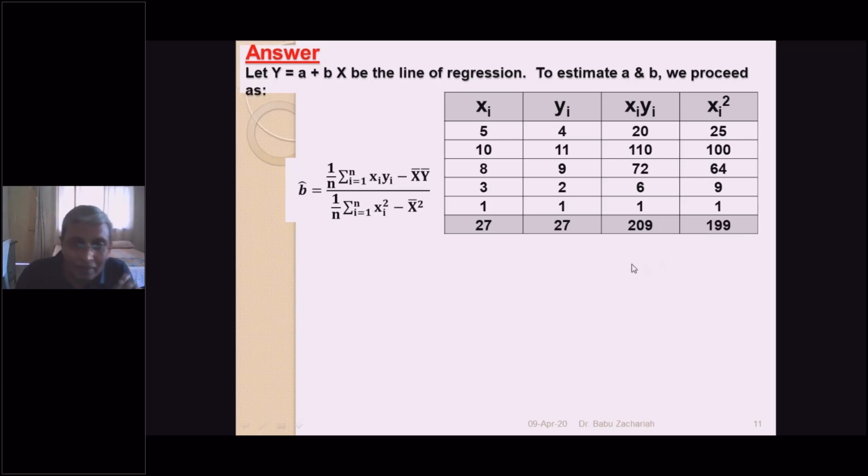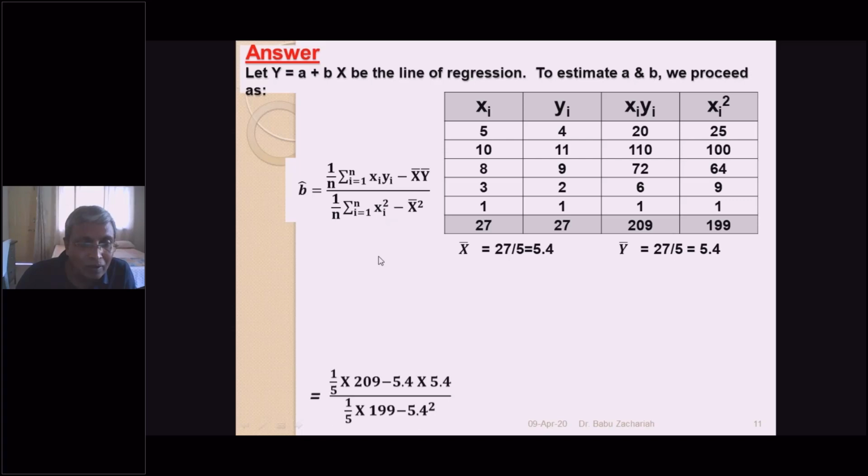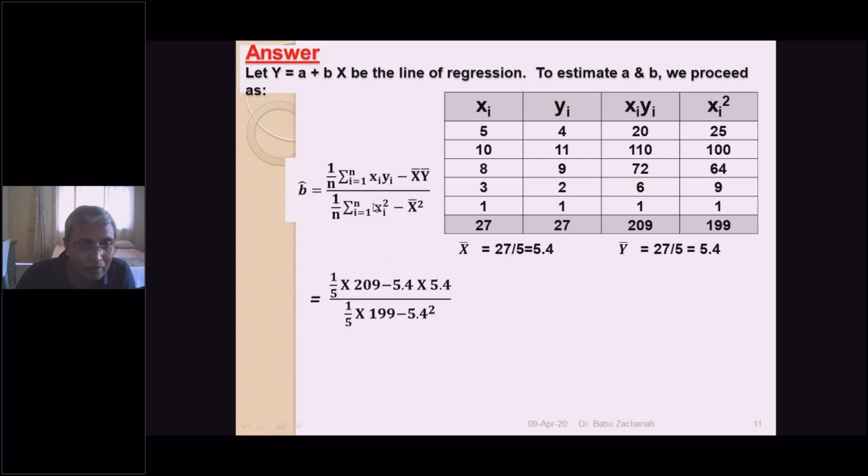Now, let us first calculate x bar and y bar. So x bar is this total of xi, 27, divided by 5 observations, so 5.4. Similarly, total of y is 27 divided by 5, 5.4. Now I'm going to substitute in this formula. So n is 5, I have substituted. This is sigma xi yi. Sum of xi yi is here. Its sum sigma is 209. The 209 is written here.